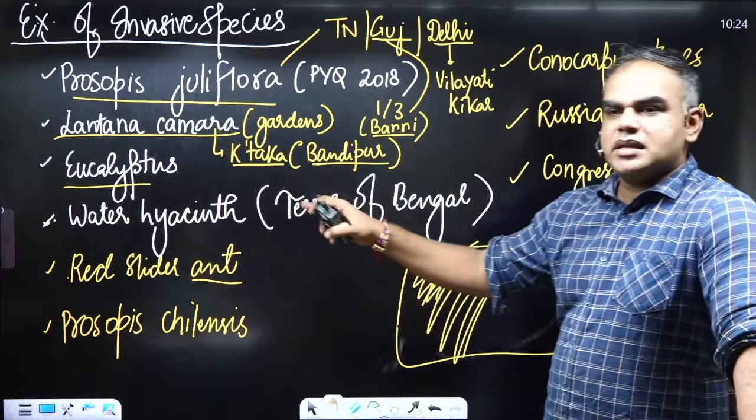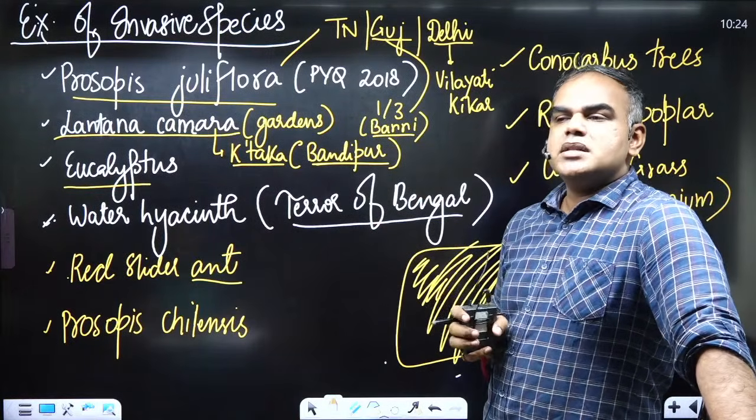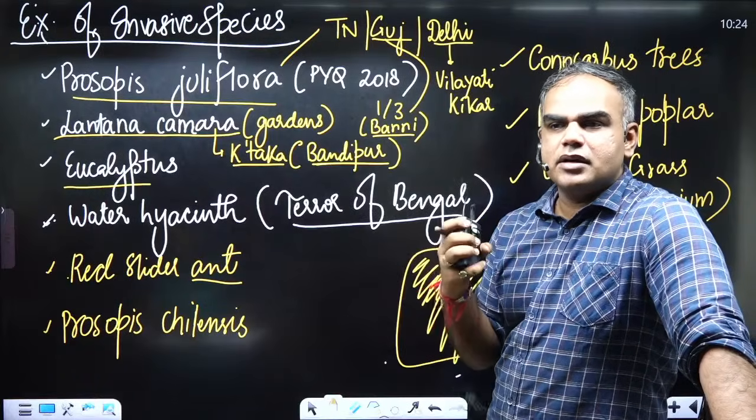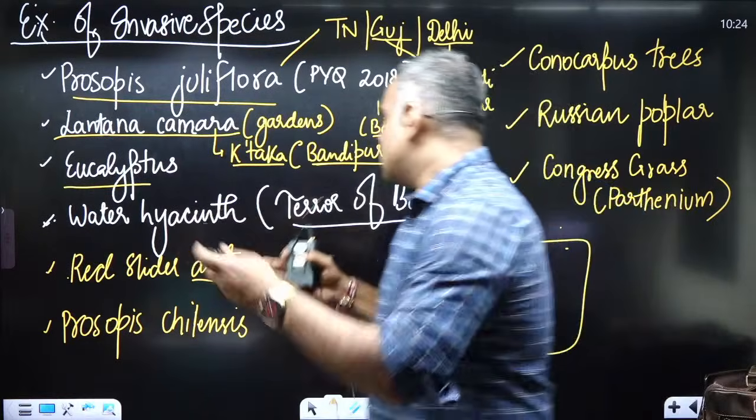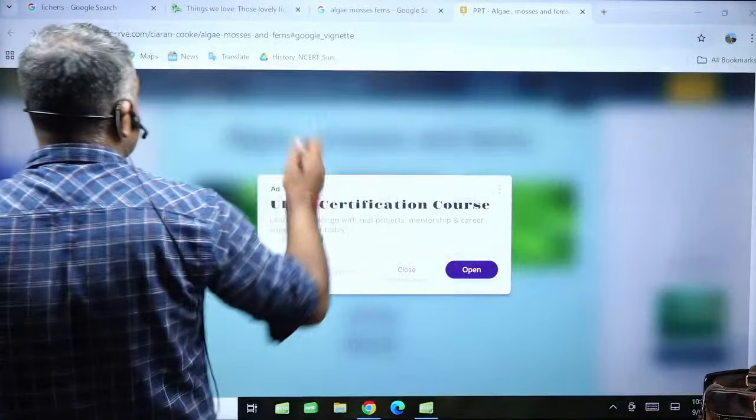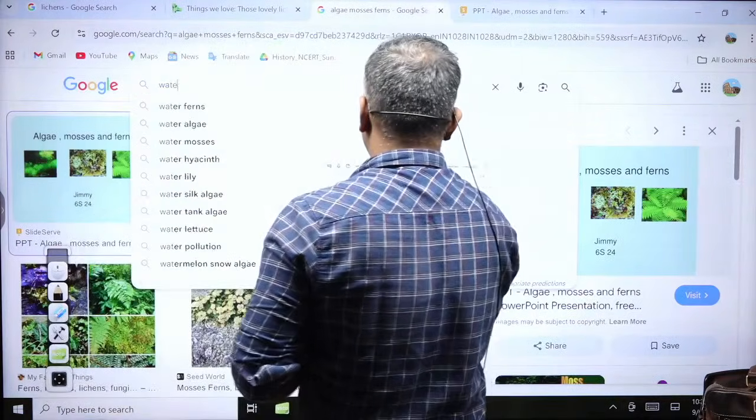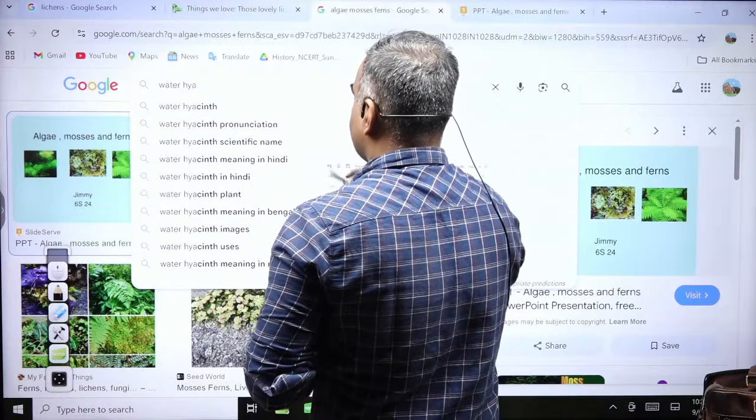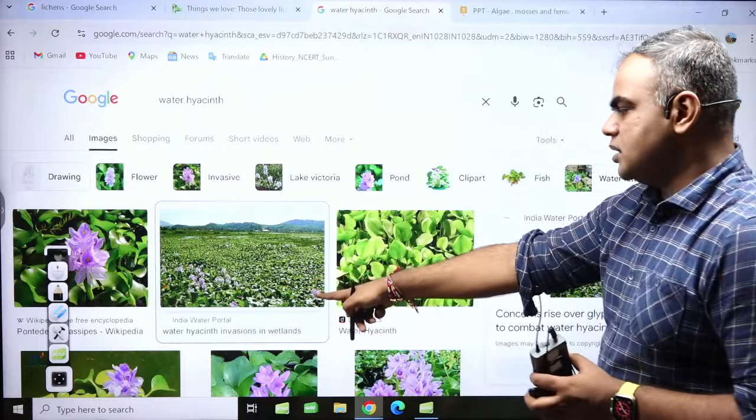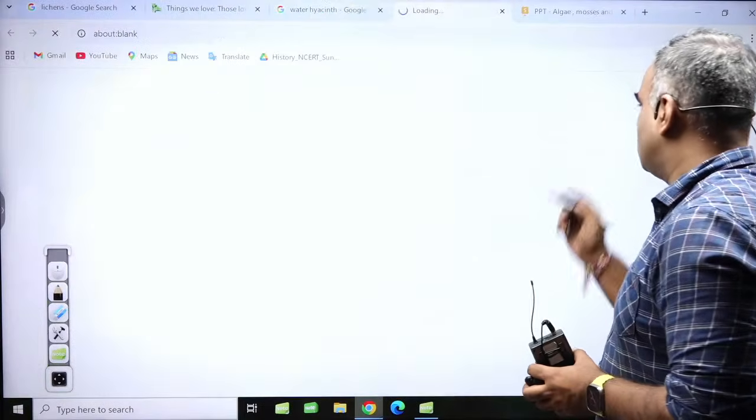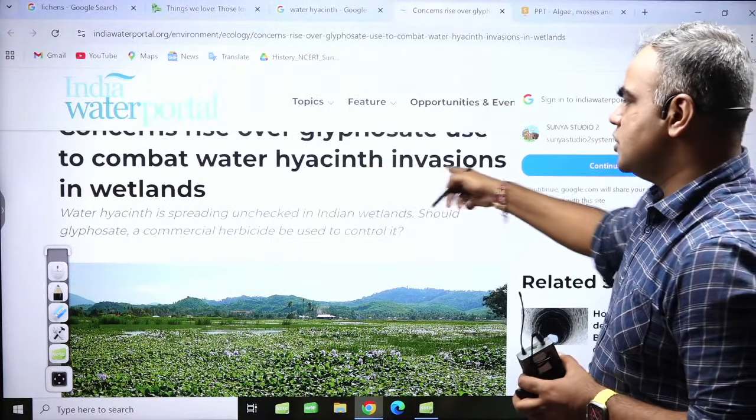Now, you have water hyacinth. Similar problem. It is known as the terror of Bengal. The reason is, the moment water hyacinth comes to a lake, the entire lake becomes full of water hyacinth. Now, it is a problem in Bengal. It is also a problem in Kerala. So in different parts, it is going to be found. I'll just show this to you. Look at this, water hyacinth invasions in wetlands.